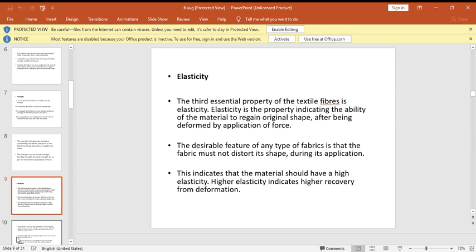So, the third essential property of textile fibers is elasticity. Elasticity is a property indicating the ability of the material to regain its original shape after being deformed by the application of force. The desirable feature of any type of fabric is that it must not distort its shape during its application. That means when we stretch the fibers, they should come back to the original shape, and should not break. This indicates that the material should have high elasticity. High elasticity means high recovery from deformation.